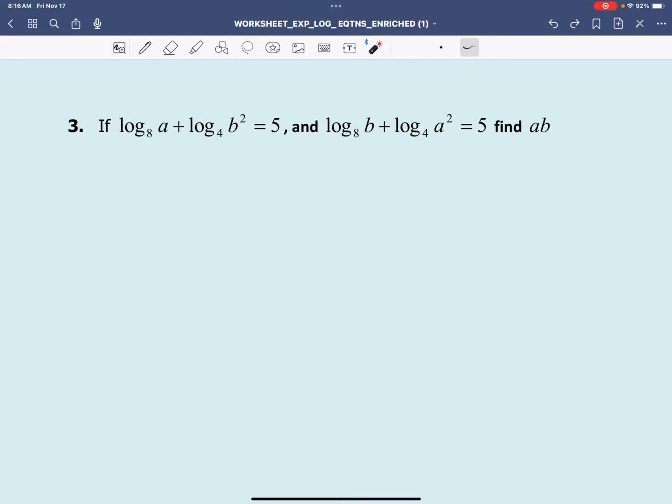In the last couple of weeks, we've been working on logarithmic functions, and here we'll take a look at a thinking question that involves logarithmic functions, terms, and equations. So let's get started. We'll read the problem first.